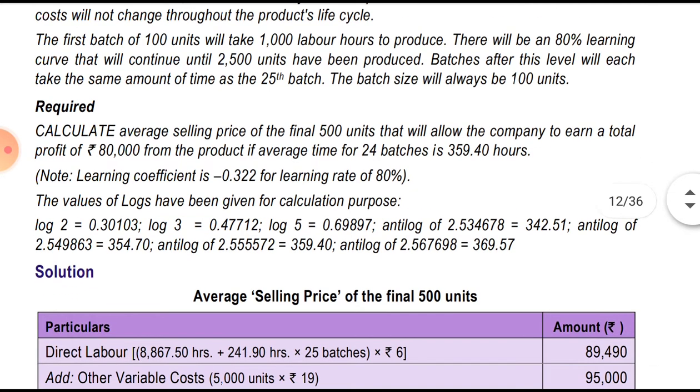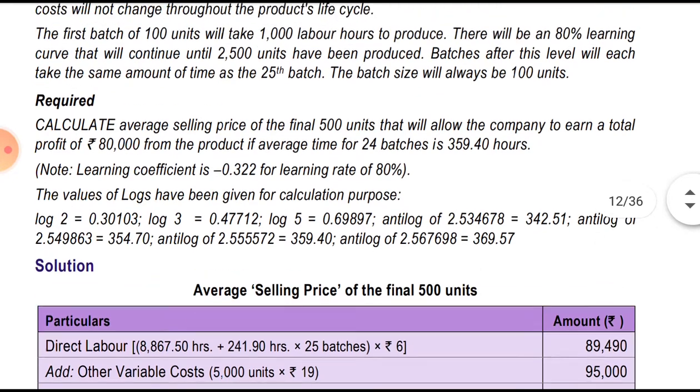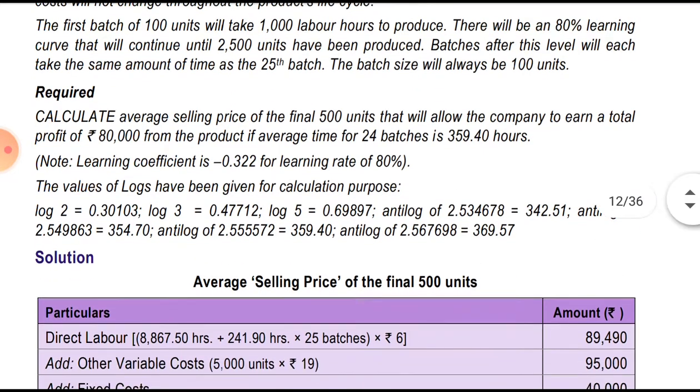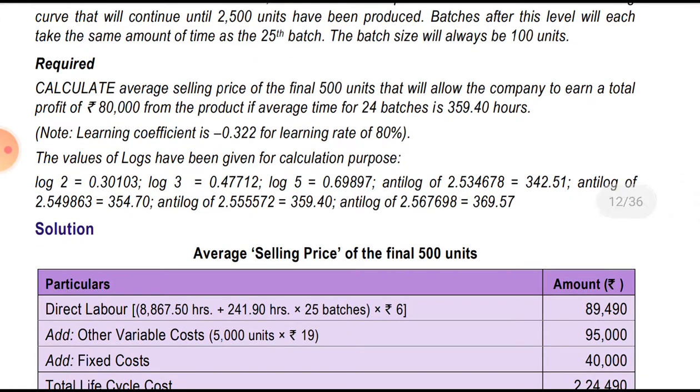Required: calculate the average selling price of the final 500. So the first 4500 is sold at 64, they have given above. Then we have to find out the selling price of the last final 500 that will allow the company to earn the total profit of 80,000. So they have given a profit of 80,000. Basically it is okay, we will calculate further.